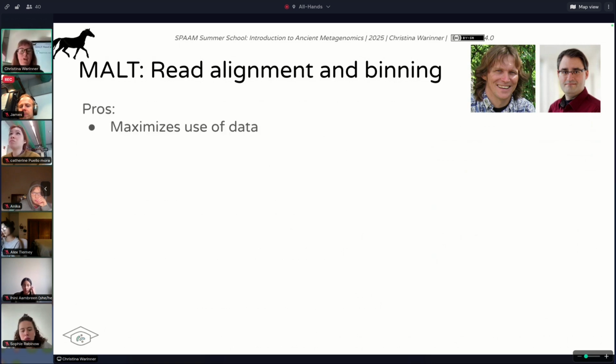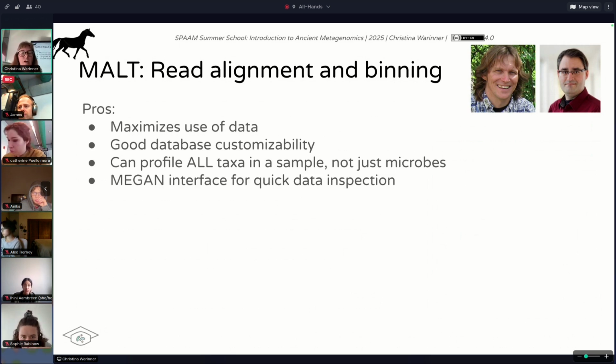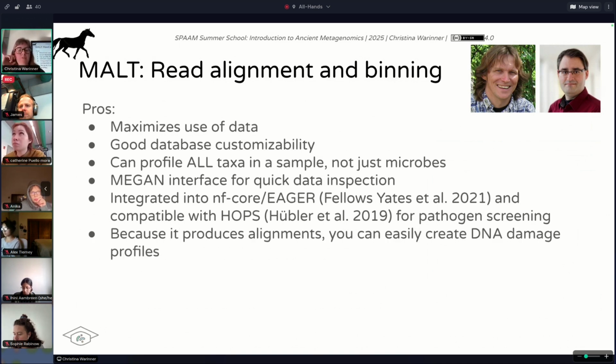All right. Some pros about MALT: it maximizes the use of your data. It has good database customizability, and it can profile all taxa in a sample, not just microbes. And you have the MEGAN tool interface for quick data inspection. And it's integrated into the nf-core/eager pipeline, and it's compatible with HOPS, which is a separate software tool that was designed to be compatible with it to do high throughput pathogen screening. And because it produces alignments, you can easily create DNA damage profiles to authenticate your results.